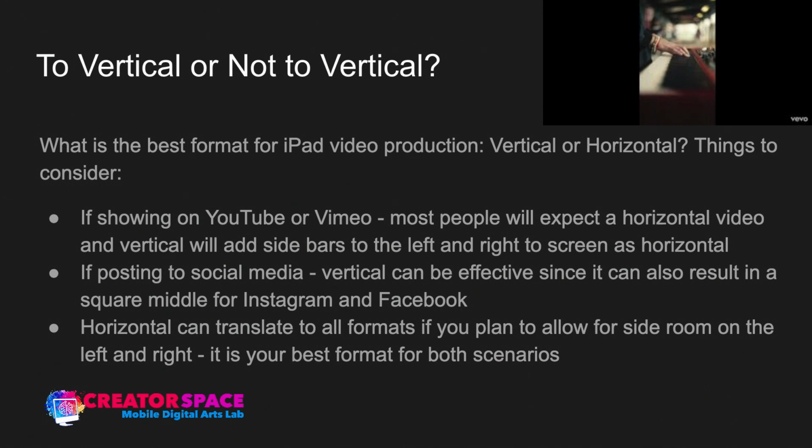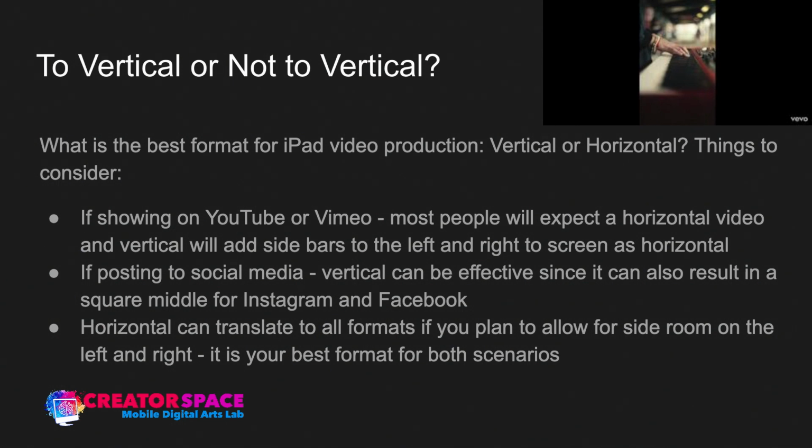So on the top right here, I just grabbed an image of a beautiful vertically composed video image, and what ends up happening to it when it's in a YouTube horizontal box, right? So you get those sidebars on the left and right to show the vertical image. So that can be an issue. Now, this is changing, and we'll talk about that in a second as well. So if we're posting to social media, the vertical can be pretty effective, because that can end up being a square in the middle that Instagram or Facebook can deal with.